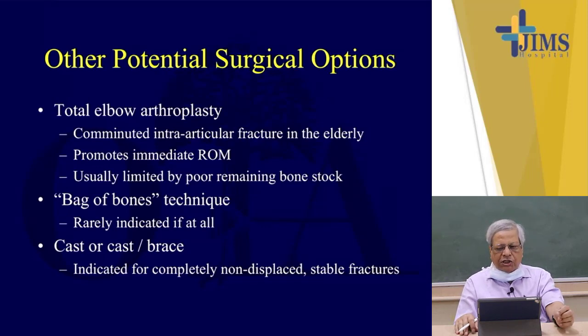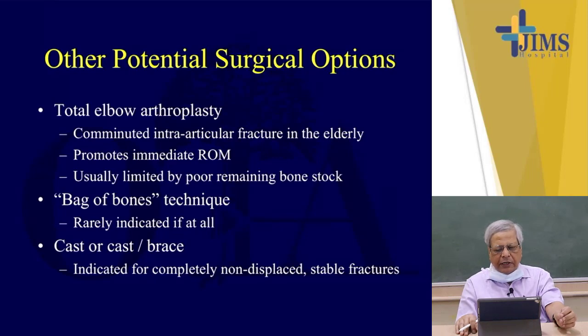Other potential surgical options are total elbow replacement, total elbow arthroplasty, in cases of comminuted intra-articular fracture in the elderly, when the bones are grossly osteoporotic and there are multiple small fragments, it's impossible to fit the jigsaw puzzle. In those cases, total elbow arthroplasty gives good results.